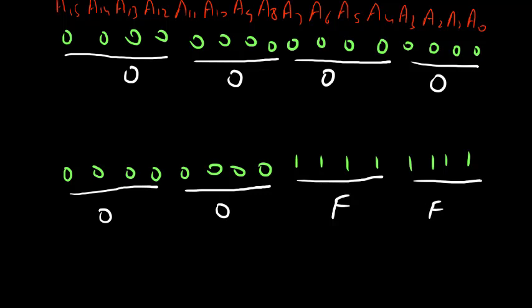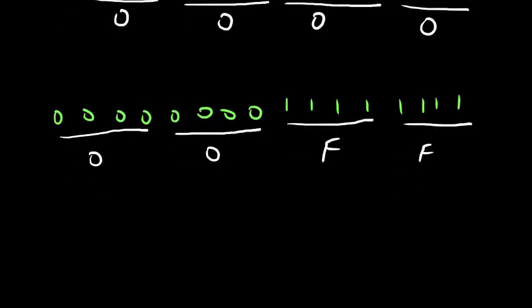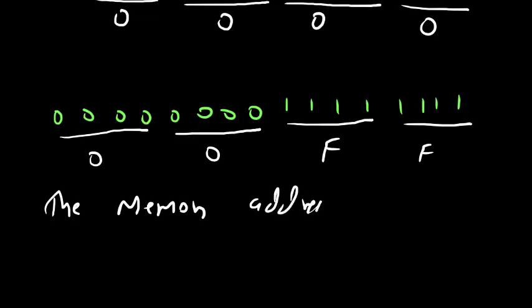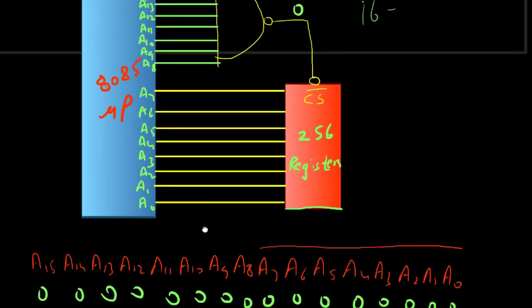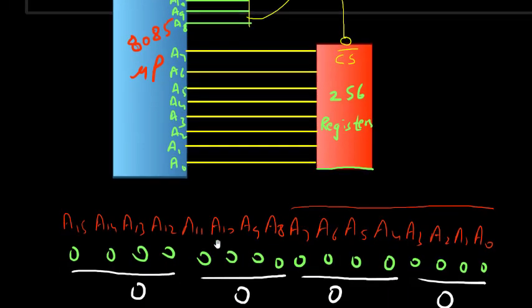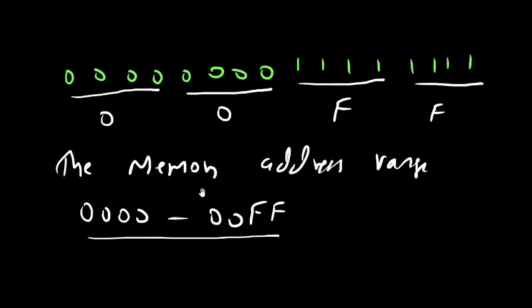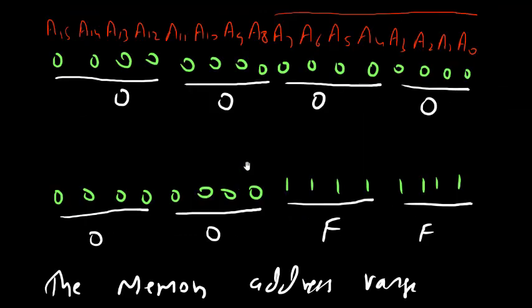In this case, we have to specify the memory address map. The memory address range starts from 0000 to 00FF. This is the required answer, this is the memory map. So we draw the circuit. This is the interfacing diagram, and the calculation part is given here. You can even try this.